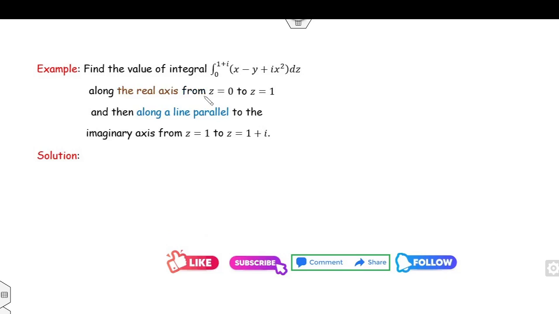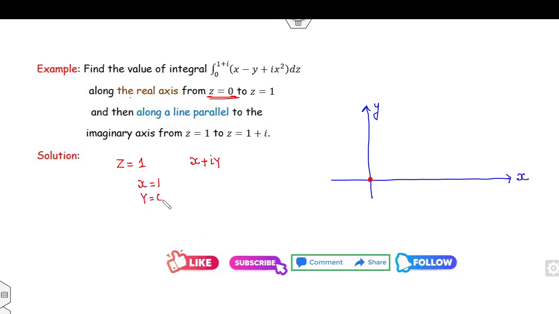Look at the second one. Find the value of the integration along the given path. Again, your first thing is to draw the curve. This is x and y. Along the real line from z is equal to 0, z is 0 in this case. What is z is equal to 1? I can compare with x plus iota y. x is 1, y is equal to 0 because the imaginary part is 0. So (1, 0) is here. This is my O, this is my A.